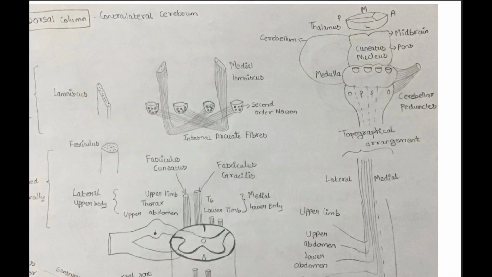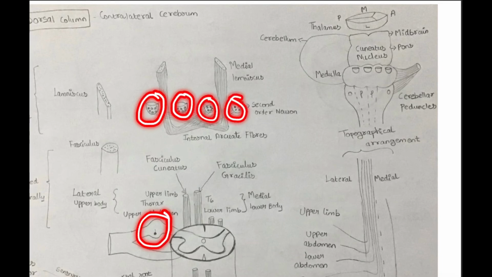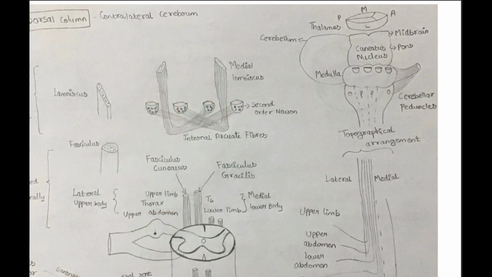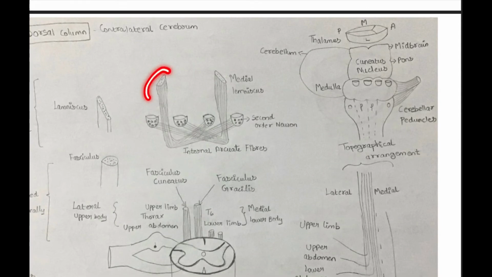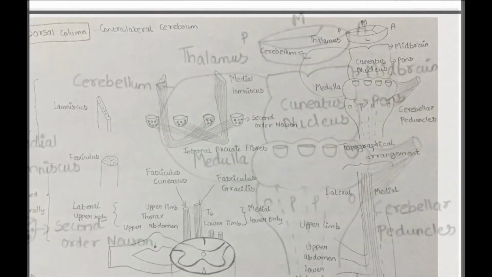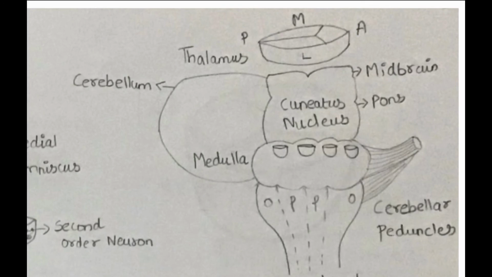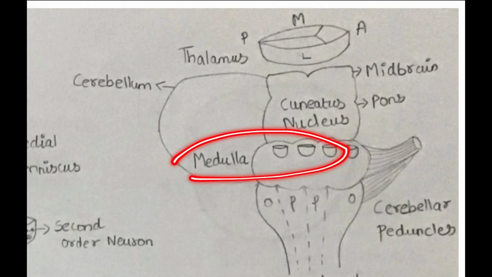So we have the first order neuron in the dorsal root ganglion, and the second order neuron in the nucleus cuneatus and nucleus gracilis located in the medulla oblongata. We will see where this medial lemniscus tract goes. This medial lemniscus tract goes to the thalamus. The thalamus is located above the midbrain like this.